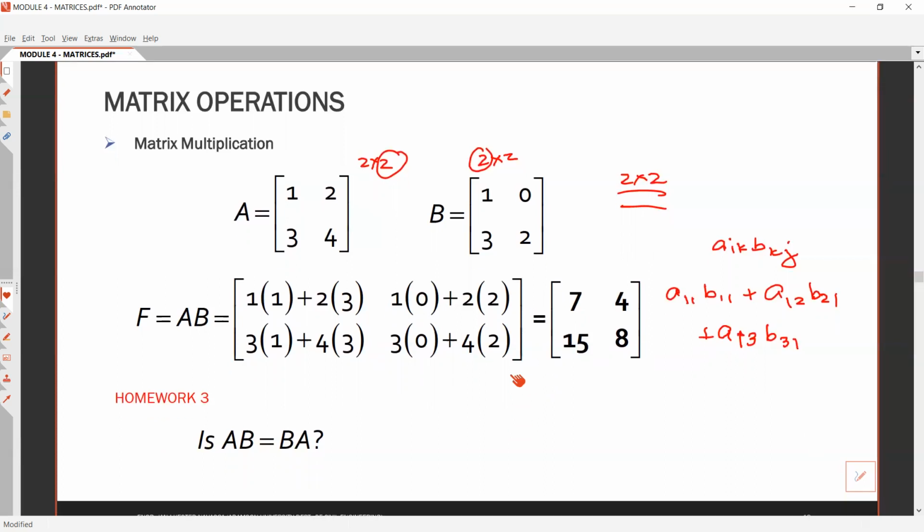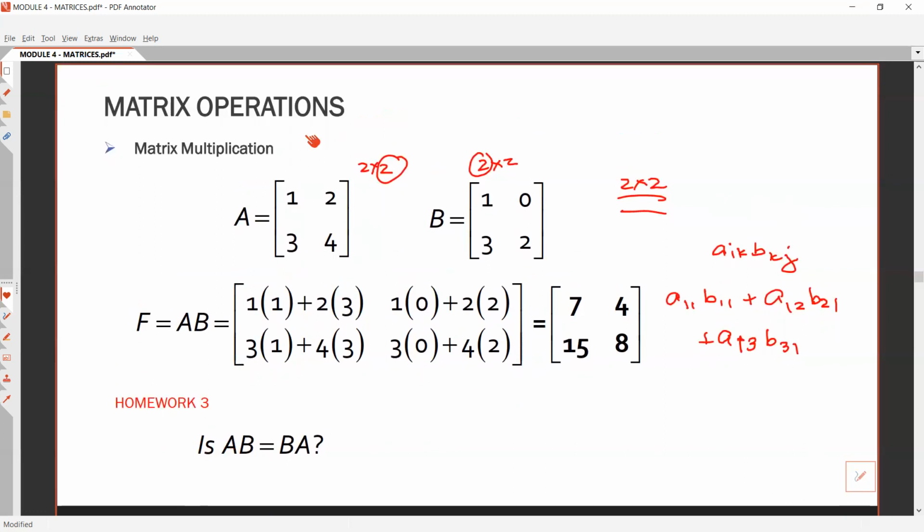So for the homework, determine if AB is equal to BA. Since meron na tayong AB, solve nyo yung BA and compare kung the same ba sila.